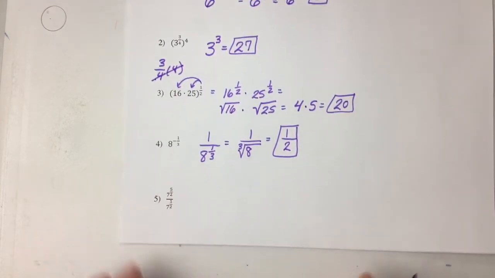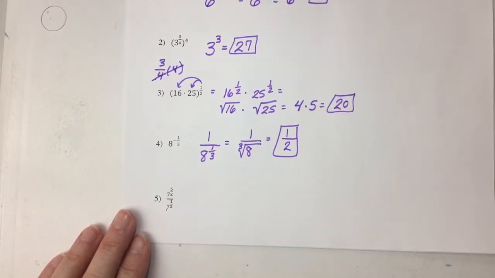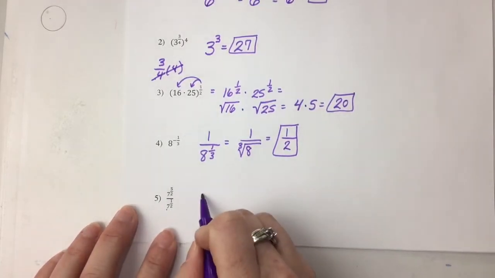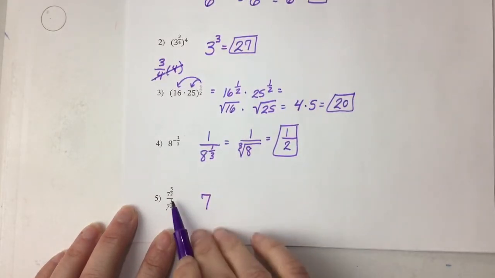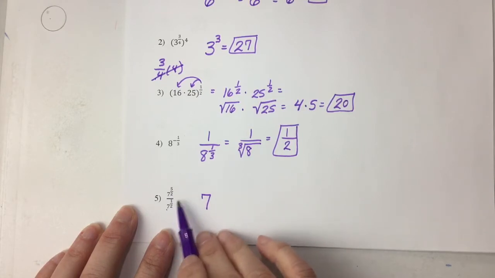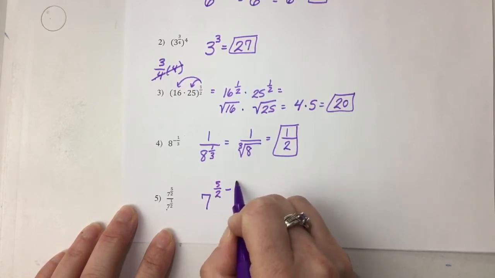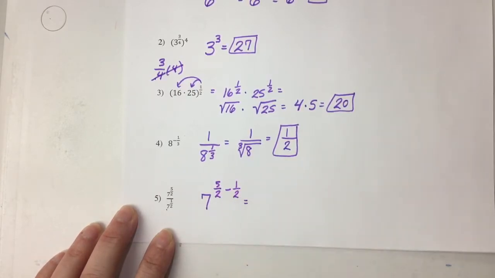This goes along with property number 5. You cannot have 7 as a base in your solution more than once. So you write the base one time. This is a fraction. Fraction goes with division. So you're going to go ahead and subtract the 2 exponents. So it's 5/2 minus 1/2.